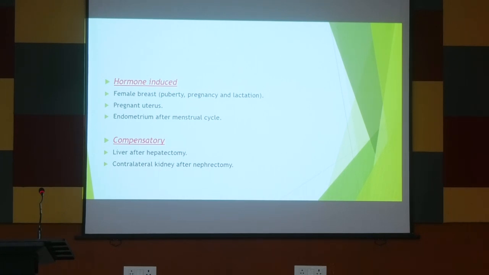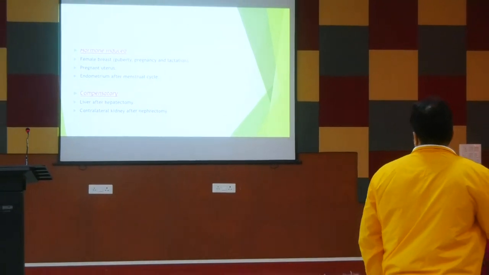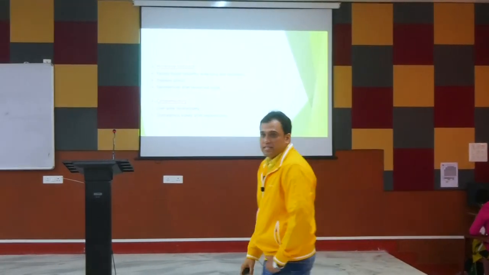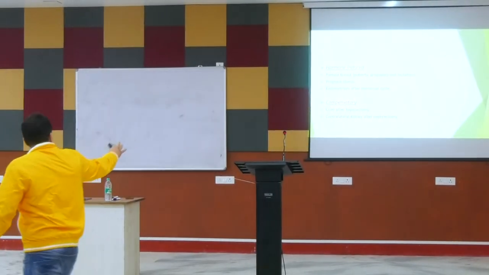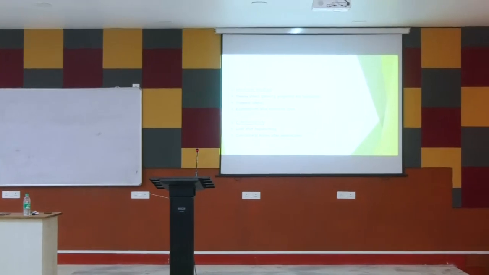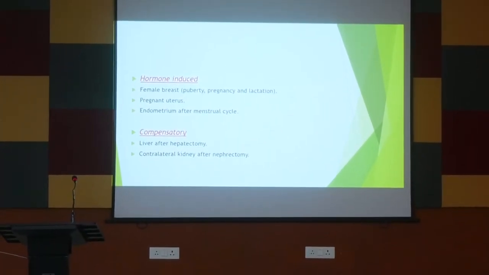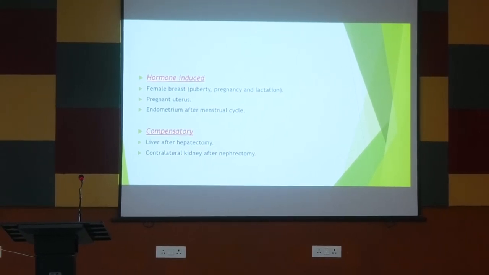Again, uterus. Uterus can undergo hyperplasia, even though predominantly it is hypertrophy, but the pregnant uterus can undergo hyperplasia also. And the endometrium regenerating after the menstrual cycle, which I have just explained. Whereas there is something called compensatory hyperplasia. Compensatory hyperplasia can happen in the liver, because they can undergo both hypertrophy and hyperplasia, predominantly hypertrophy, but hyperplasia can happen in the liver after hepatectomy.